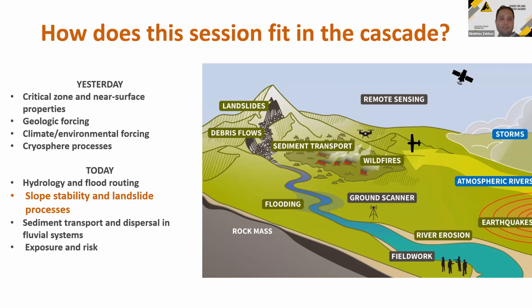Based on these forcings, we talked about hydrology and flood routing. This was just completed now. And now we're going to talk about the impact of all of these forcings on the system, which is basically landslides and slope stability. The next session is also tied to this, because when you have these systems, you have sediment transport. And of course, this affects the processes before they affect the system itself. And finally, we're going to have exposure and risk. It's almost presented as a linear process here, but of course, it's not a linear process.